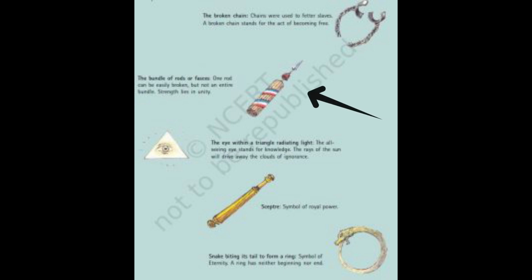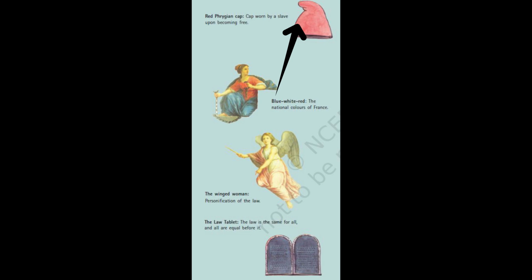Next, the bundle of rods or fasces. It shows unity. The eye with a triangle radiating light symbolizes knowledge. Next, the scepter shows royal power. Look here, the snake biting its tail to form a ring is the symbol of eternity. That means a ring has neither beginning nor end. Red Phrygian cap, the freedom of liberty. That means the cap worn by a slave upon becoming free.